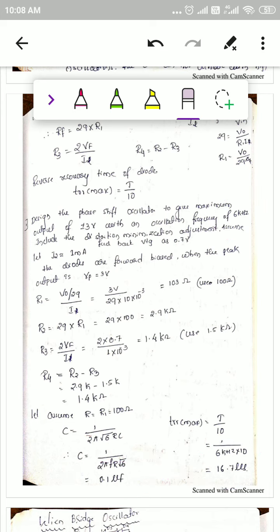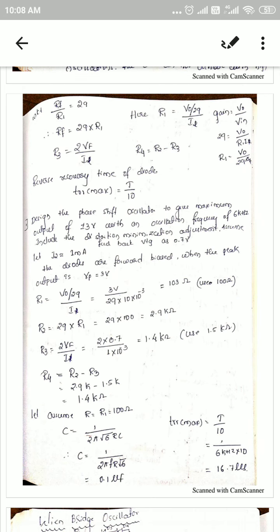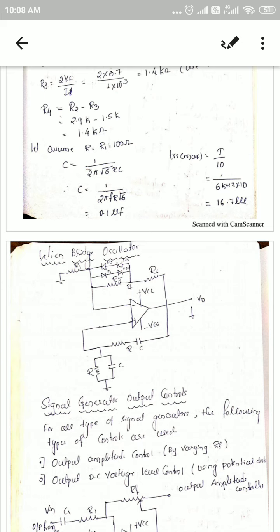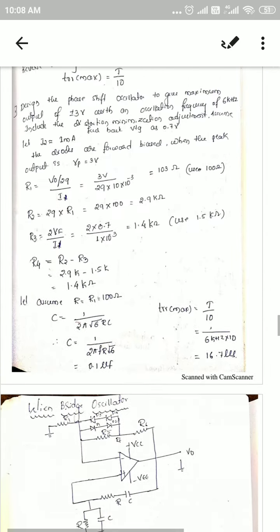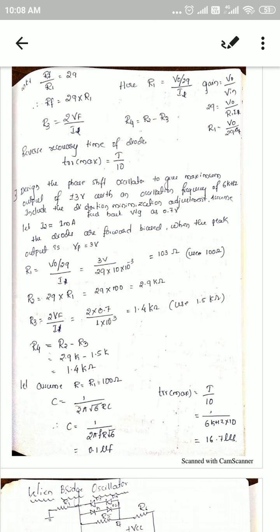Okay, this is how you have to solve the problems on oscillator amplitude stabilization for your RC phase shift oscillator. Similarly, we have an oscillator amplitude stabilization circuit even for the Wien Bridge oscillator also. The explanation for that I will take up in the next video. Okay, thank you.